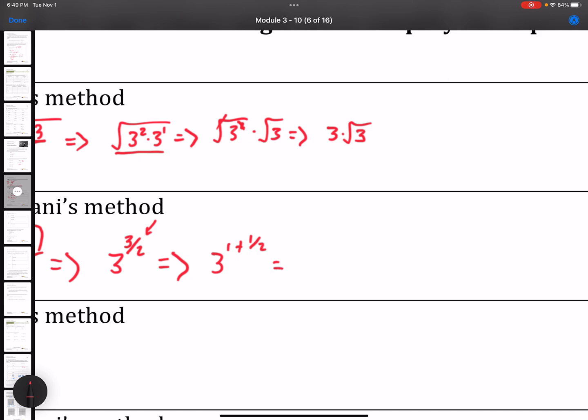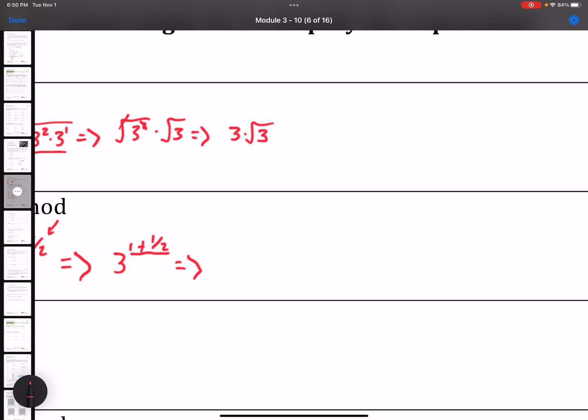Okay, and then when I have exponents that are added, that means I can take two bases and multiply them together, being 3 to the first times 3 to the 1/2 power. Remember, if it's just to the first, it goes away because 3 to the first power is just 3. And I can say 3 times 3 to the 1/2 power.